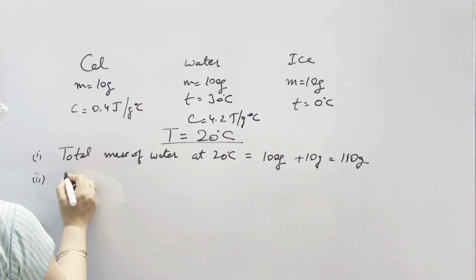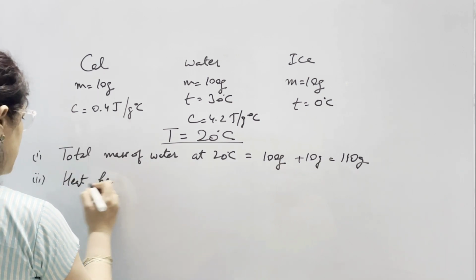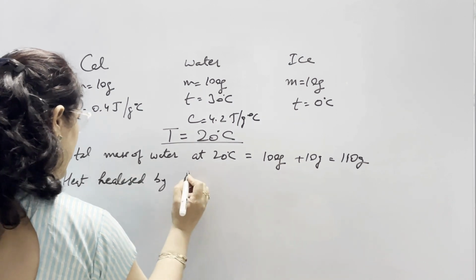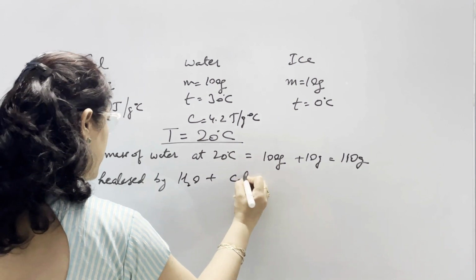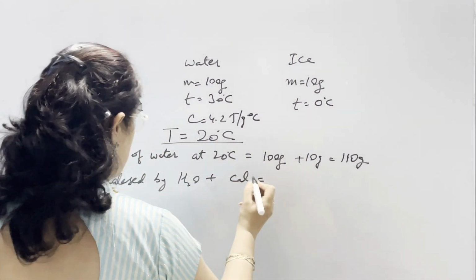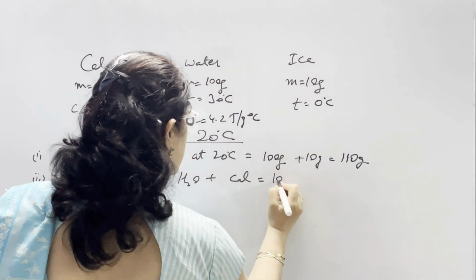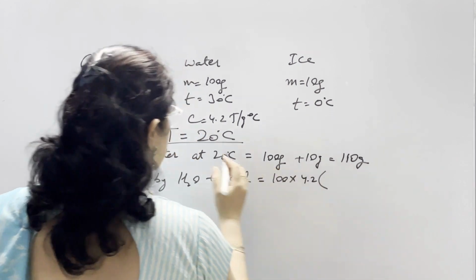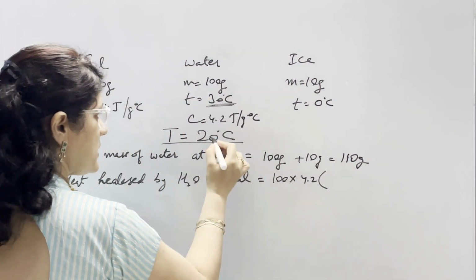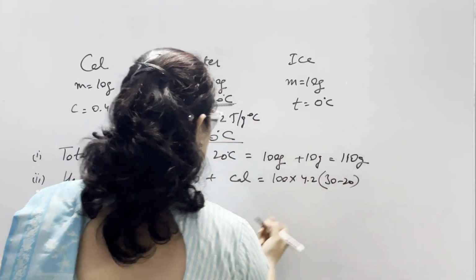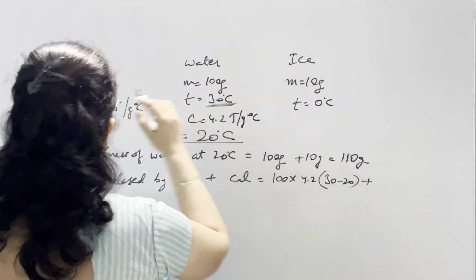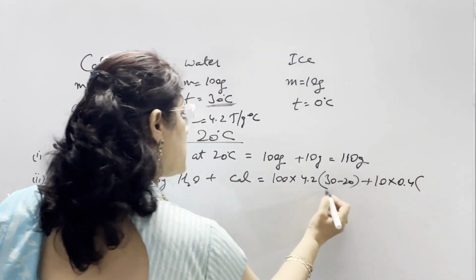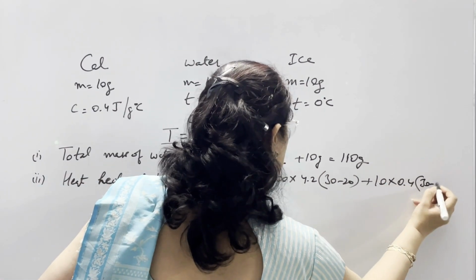In the second part, heat released by water and calorimeter. Heat released by first water and then calorimeter. How much? mc delta T. So in the case of water, m is given as 100, C is given as 4.2 and temperature of water is 30, so it means 30 minus 20. Plus calorimeter: in the case of calorimeter, mass is given as 10, C is given as 0.4 and temperature we are going to take the same, 30 minus 20.